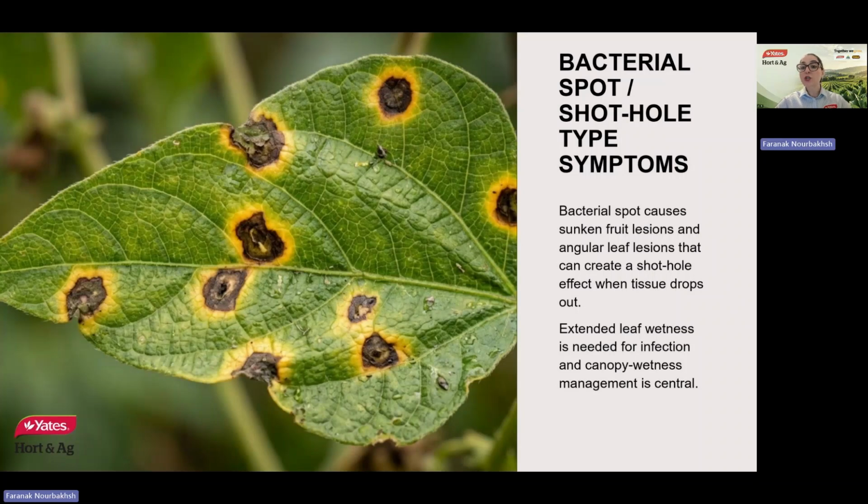Bacterial spot or shot hole type symptoms. Bacterial spot causes sunken fruit lesions, and it creates shot hole type symptoms on leaves as well. It reduces the vigor of the whole crop, and it can affect crop quality and yield.